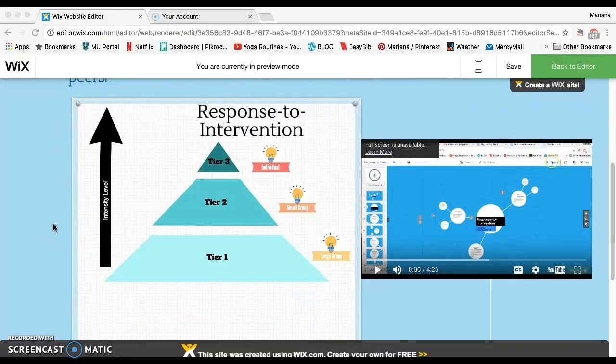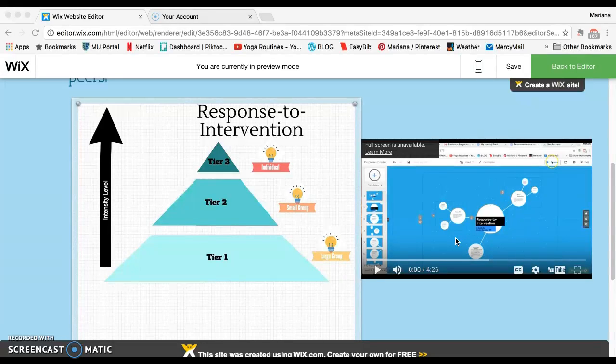On the left, we have an infographic that shows the model of response to intervention, the pyramid model. And over here, I created a Prezi, which outlines what response to intervention is. It goes into more detail about how it works.